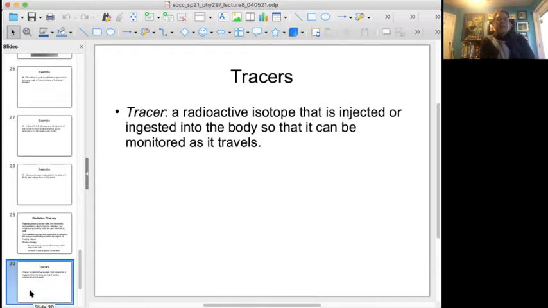A radioactive isotope called a tracer can be injected or ingested into the body, so it can be monitored as it travels. This is one way to look for blockages and that sort of thing. If things are running smoothly, you'll be able to see that. But if you're looking for where they're not running smoothly, you'll be able to find that using a tracer.